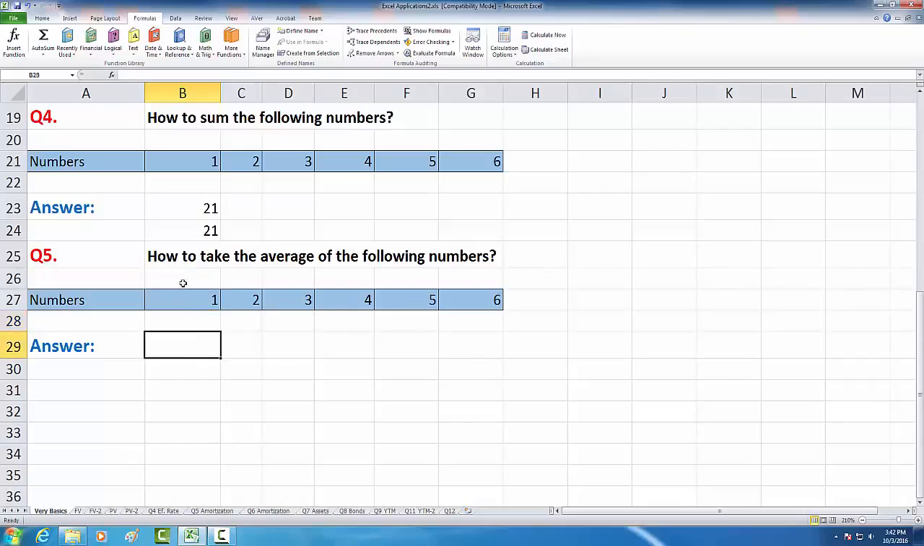The fifth question is asking us to calculate the average of the following numbers. Or you can write all of the numbers one by one and divide by 6. But instead, we have an easier function. You can go to the formulas ribbon, click on auto sum, and you can see the average here. When you click on average, it's asking you which numbers to take the average of. Just choose these 6 numbers and hit the enter button. This is the answer.